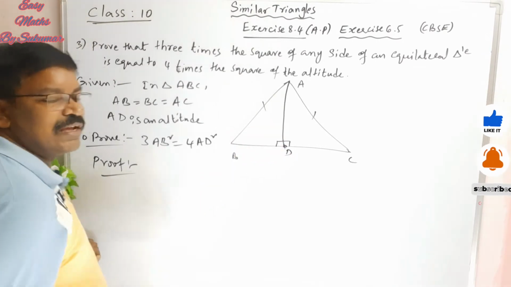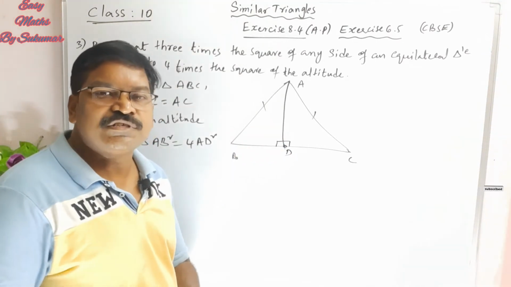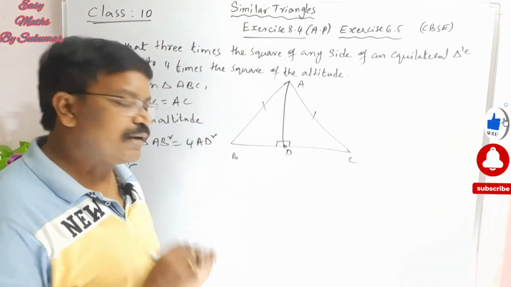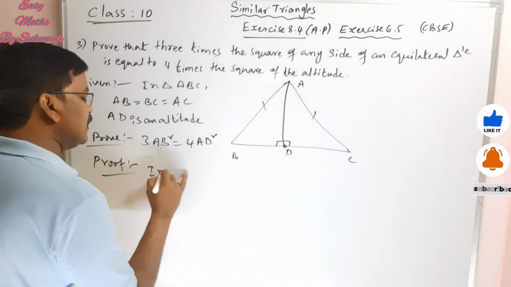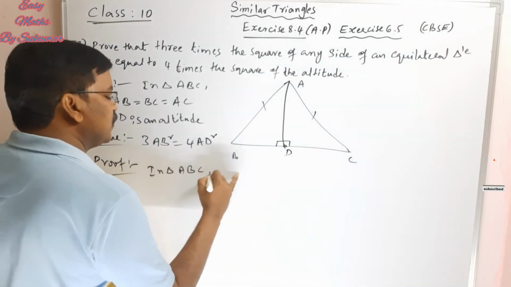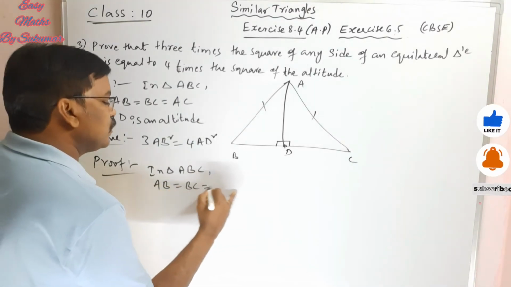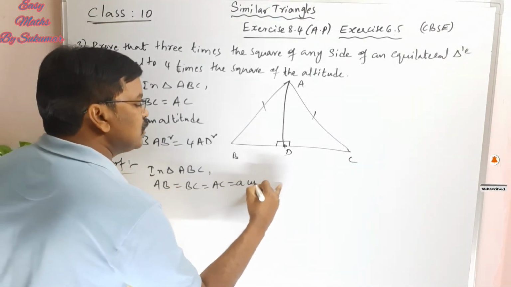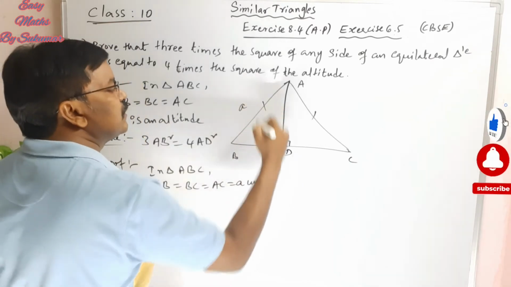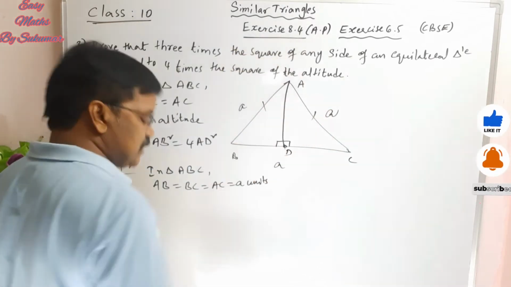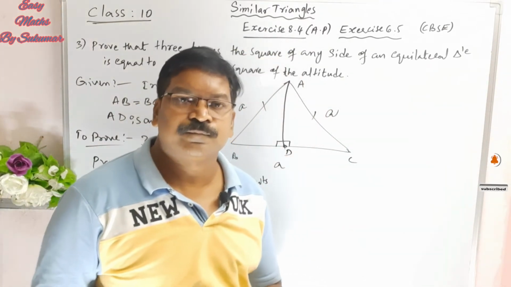Here, ABC is a triangle, an equilateral triangle. In triangle ABC, AB is equal to BC is equal to AC. This is equal to small a units. That means each side is equal to small a units.